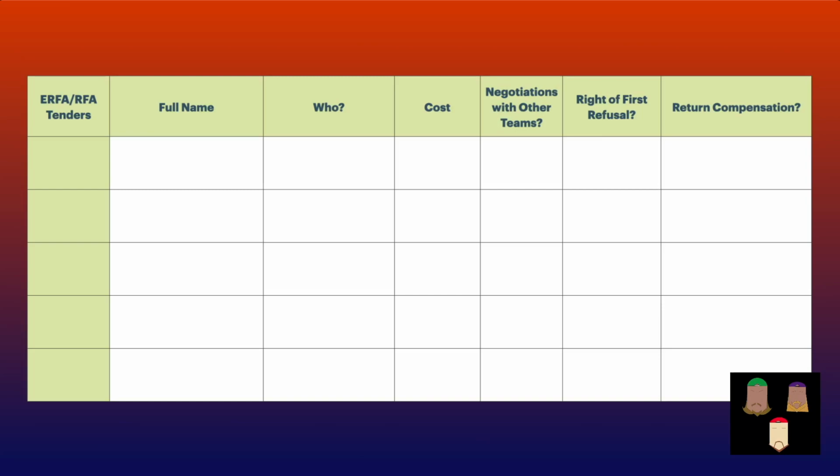Now I'm going to go over the various types of tags and tenders available for teams to use. Any and all of these can only be used on players with expiring contracts from your own team. You cannot use these on players with declined options, voided contracts, or those who have been released. We'll start at the lowest and move up from there.